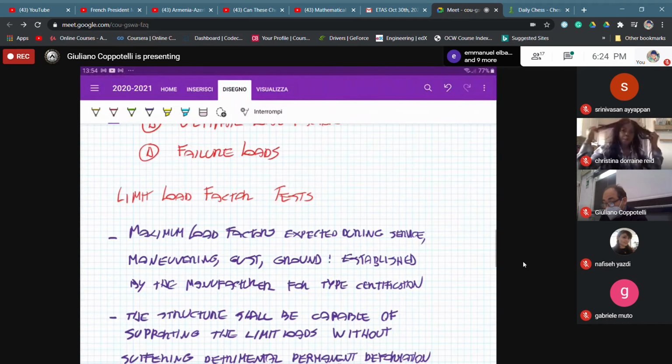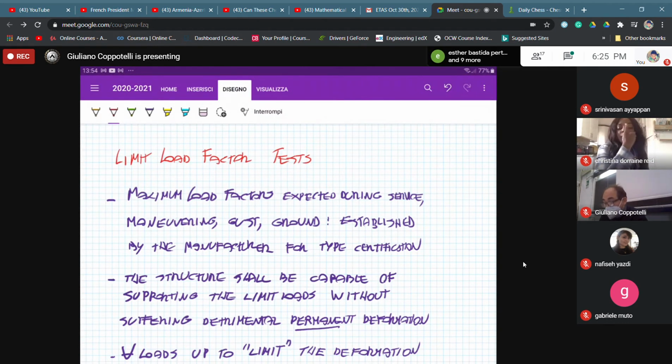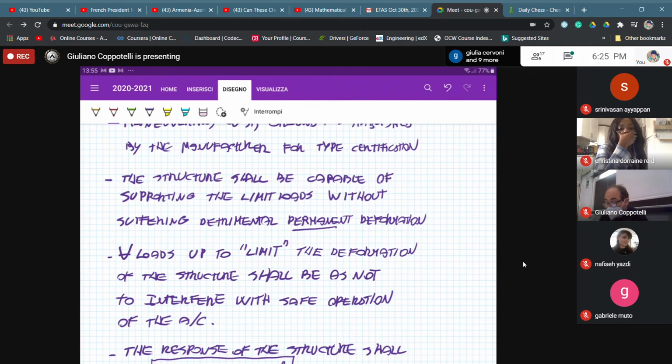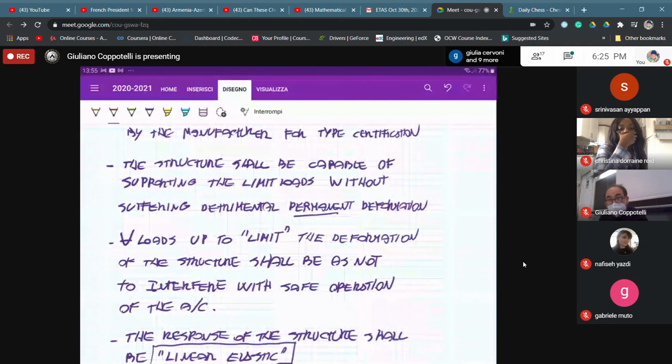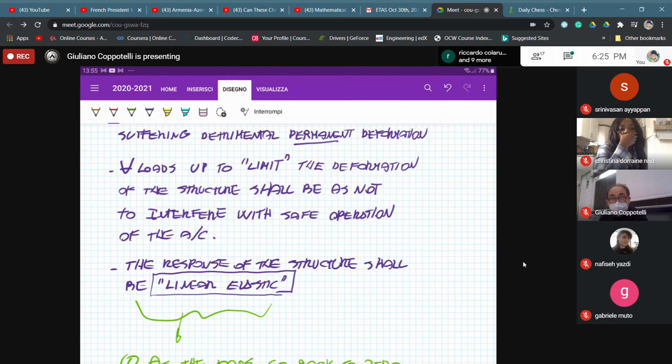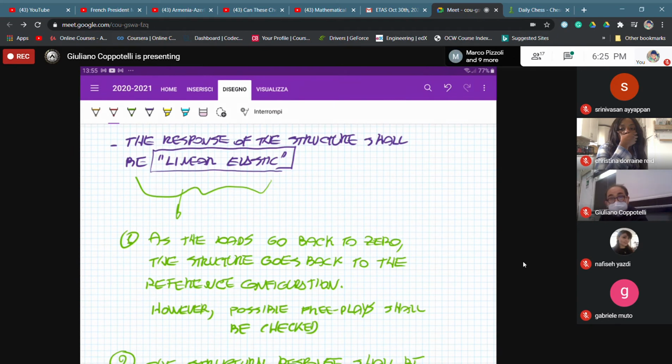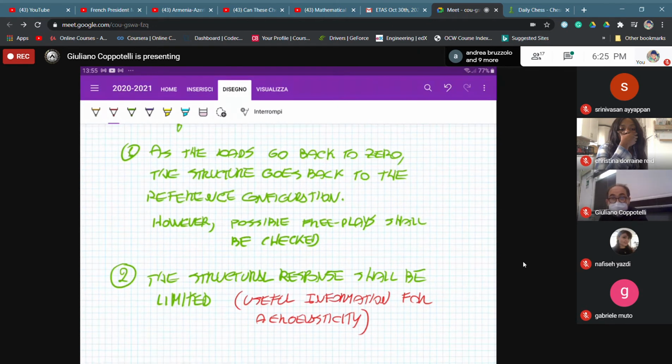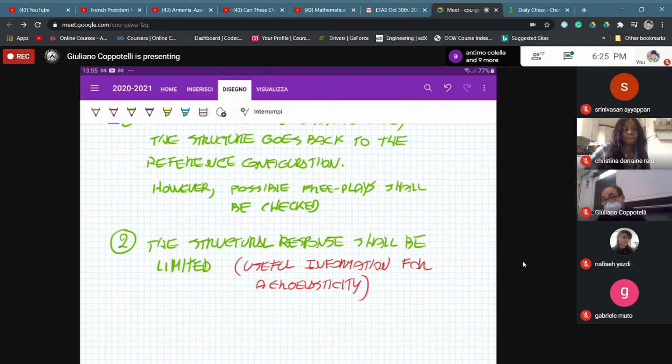Once again, limit load factor test, maximum loads. We have to check that there are no permanent deformation, no breakings, everything is fine from the structural point of view. Everything is safe, and the response should be linear elastic. How can we check this linear behavior? By checking two items. The first one is that once we remove the loads, everything should go back to the reference conditions. And once we are loading the structure, everything is represented by a limit displacement, limit response in general.